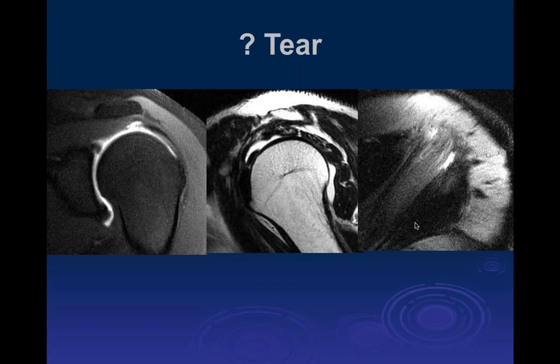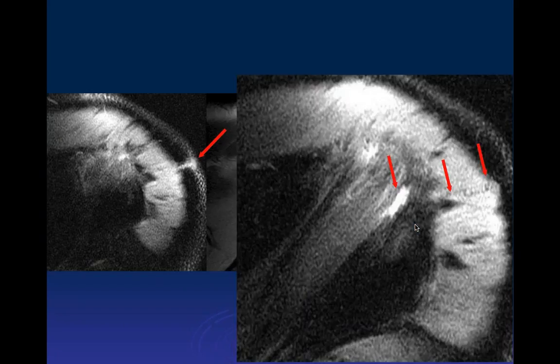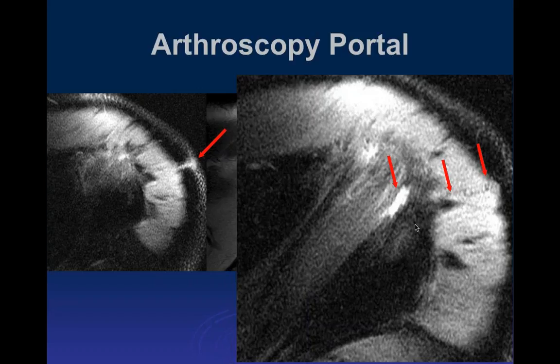Off to the lateral side, we can see almost what looks like a zipper artifact on the image on the right, the axial image. That was actually an arthroscopy tract. There we can see other images showing the tract of the arthroscope that goes right into where the actual tear is. This was a little defect due to the arthroscopic portal and was not an actual tear. So remember, after surgery, sometimes you can see these arthroscopic portal tracts.